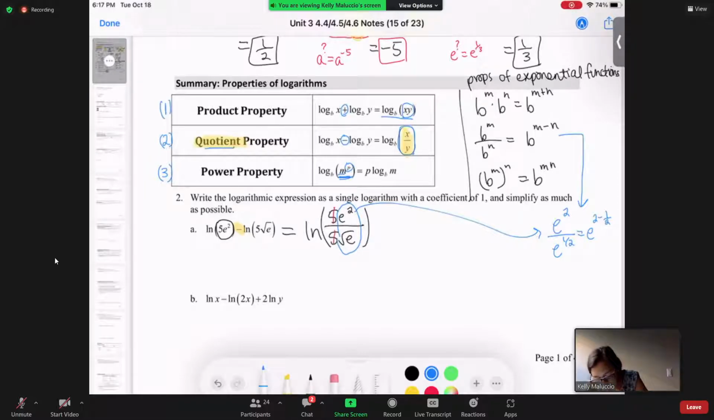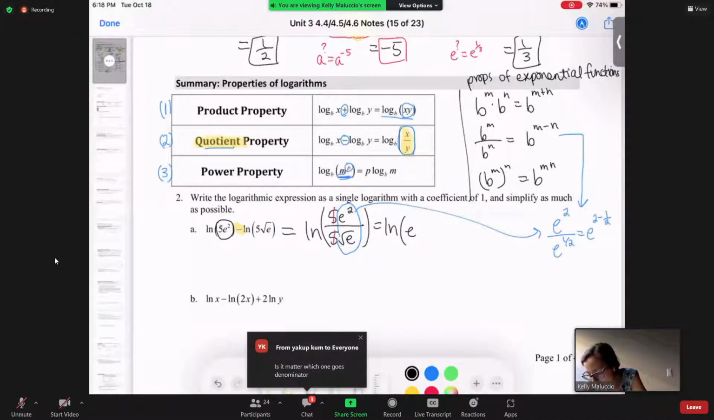So this is going to actually equal ln. We get rid of the 5 over 5, that's 1. And then we get e to the 2 minus 1/2. So that should be 3/2, right? 2 minus 1/2 is 1.5. And I wouldn't write 1.5.